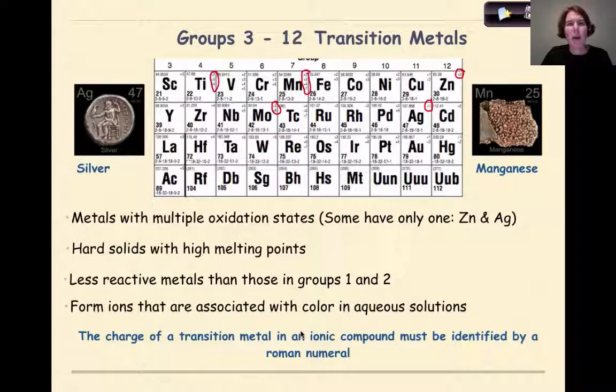When we get into chemical bonding, in case you happen to look back at this particular video, the charge of these transition metals in an ionic compound must be identified by a Roman numeral. I say this now as just a reminder to you that someday down the road, when you do form chemical compounds and you use one of these transition metals, and it does have multiple oxidation numbers affiliated with it, when you name it, you're going to need to use a Roman numeral.